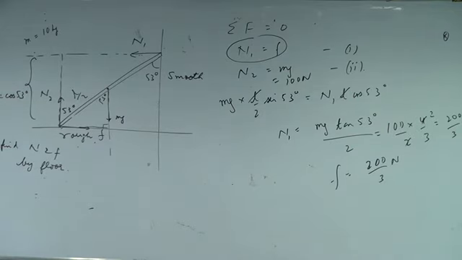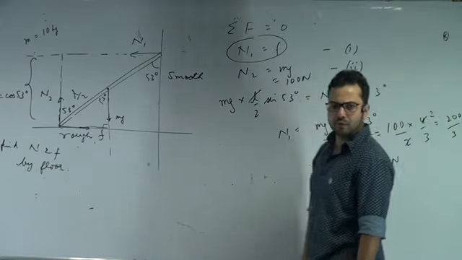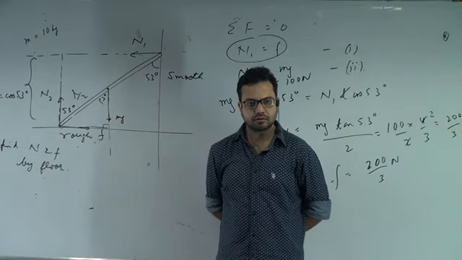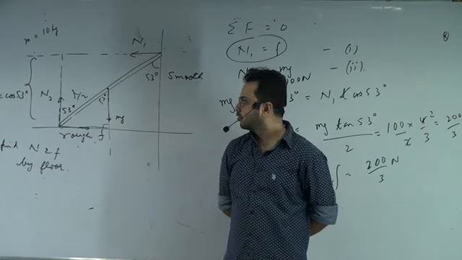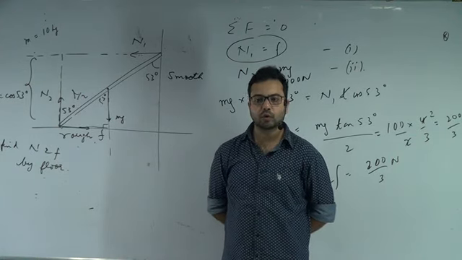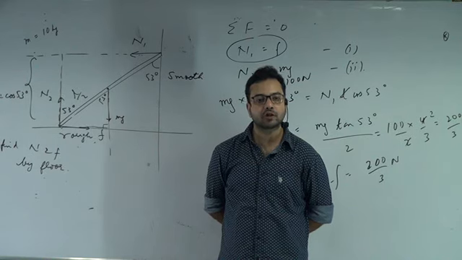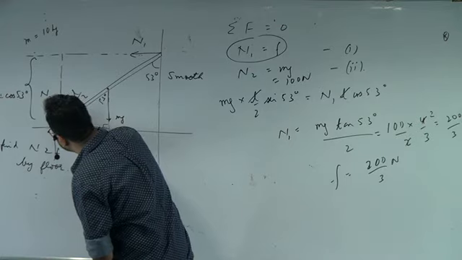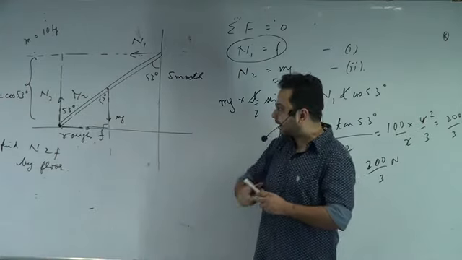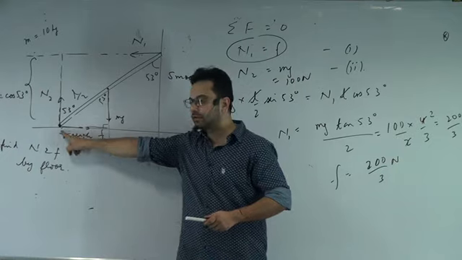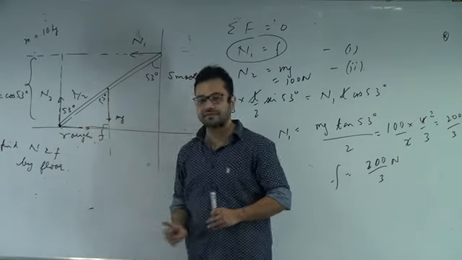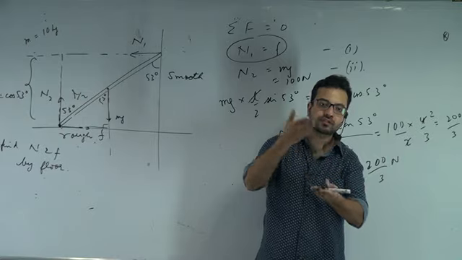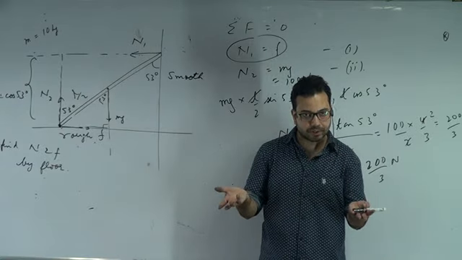N1 is acting on which line? N2 was acting on mg. What do you mean? No, no. About which point are we calculating torque? We are calculating torque about this point, not about that point, so that the torque of N2 and F becomes 0. If the force passes through the axis, the torque is 0. That's what we are doing.